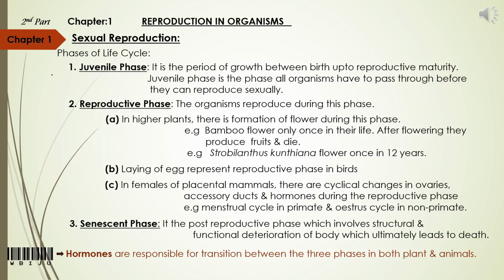And in placental mammal, cyclical changes take place in ovary and hormones in female. And these changes represent the reproductive phase in the placental mammal. And this cyclical change is called menstrual cycle in case of primate, and it is known as estrous cycle in case of non-primate.